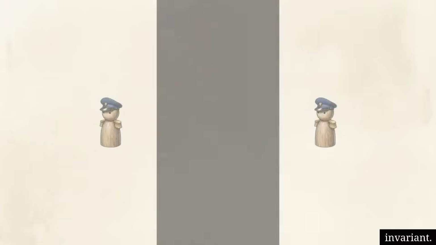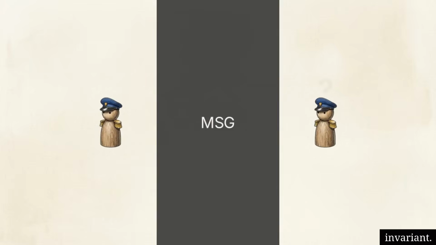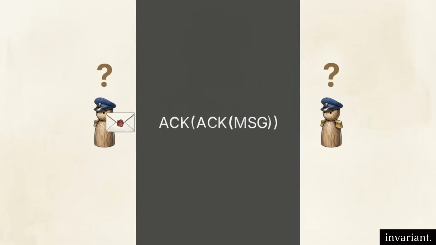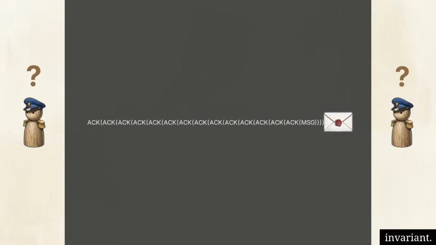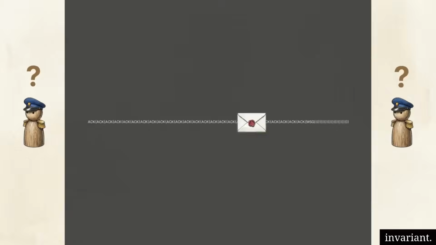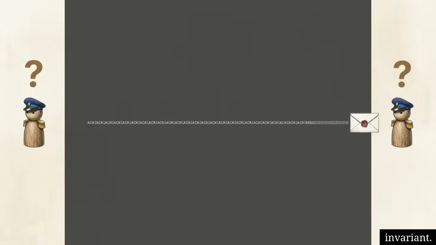General B receives the attack order and sends an acknowledgement, but B has no way to know if that acknowledgement arrived. General A must send an acknowledgement of the acknowledgement. This creates an endless chain of nested confirmations. No matter how many messages are sent, both parties remain perpetually one step away from absolute certainty.